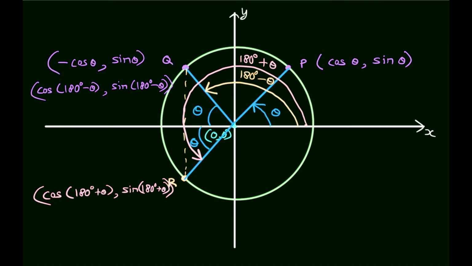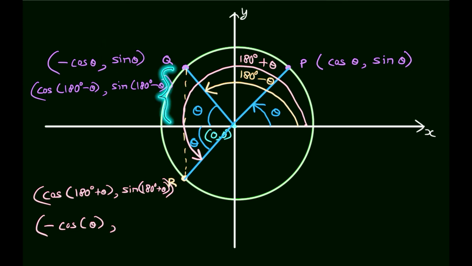We know that the coordinates of point Q are negative cosine theta and sine theta. Negative cosine theta is the x coordinate, and since Q and R both have the same x coordinates, the x coordinate of R will also be the same as the x coordinate of point Q, which is negative cosine theta. Now what will be the y coordinate? The y coordinate of point Q is sine theta.